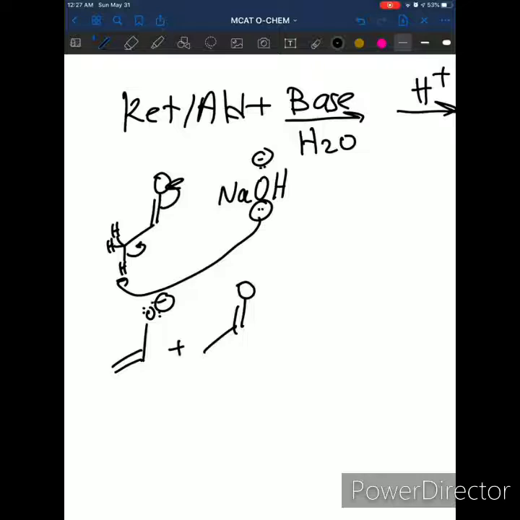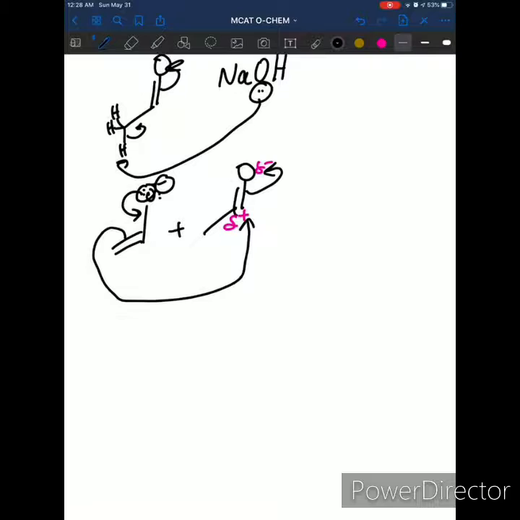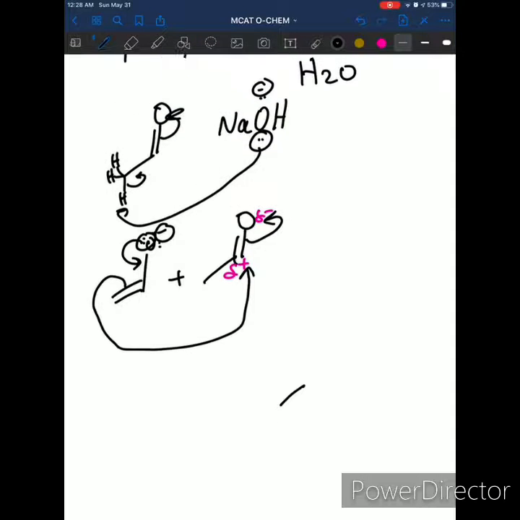Well, what you're going to see is that these electrons over here are going to reform the double bond, and these electrons are actually going to attack this partially positive carbon right here, because this is partially negative and this is partially positive. So these electrons are going to attack this partially positive carbon, the carbonyl carbon, and these electrons are going to go onto this oxygen, right? So you're going to end up with something like this.